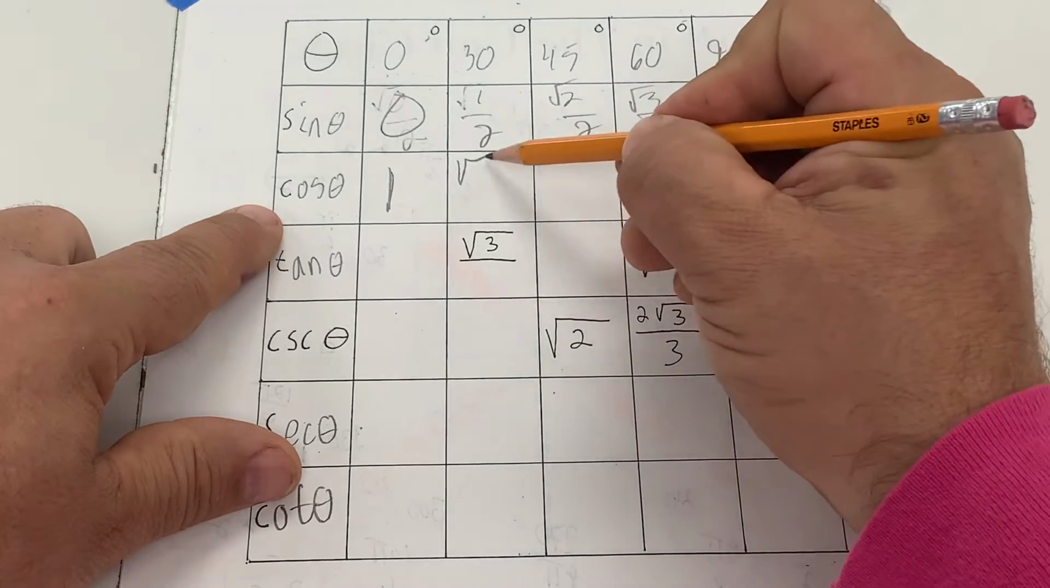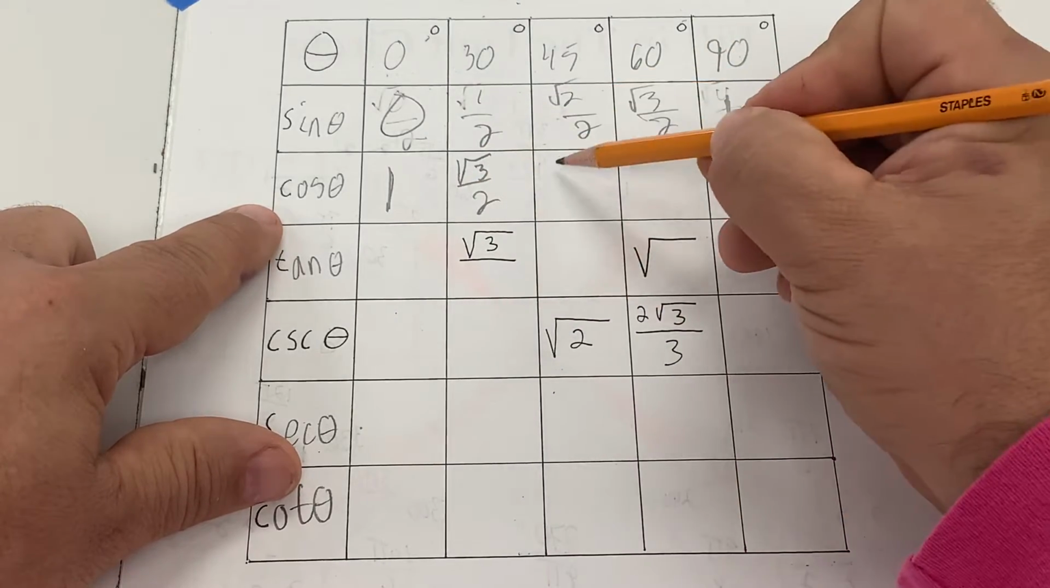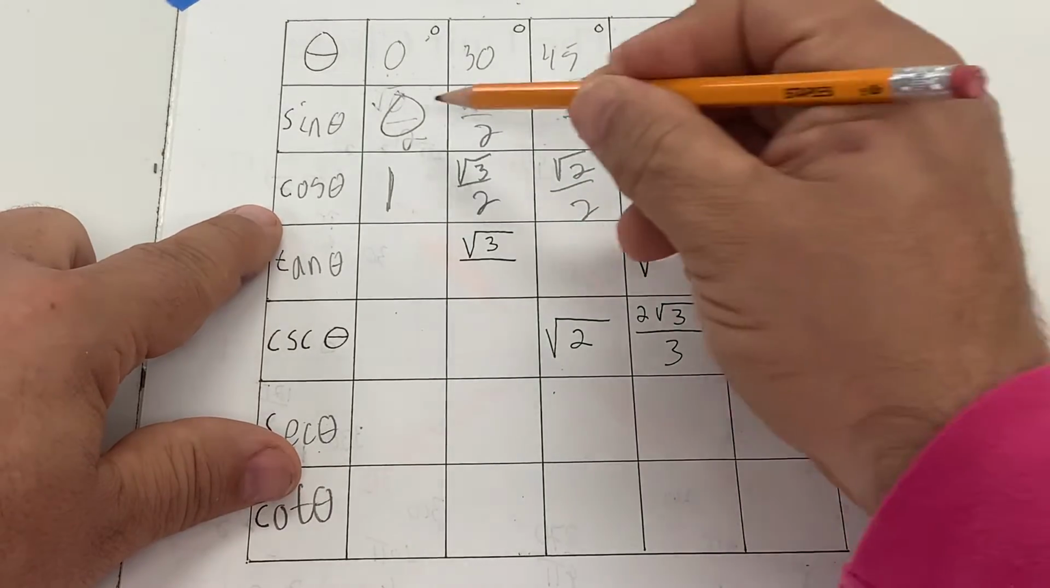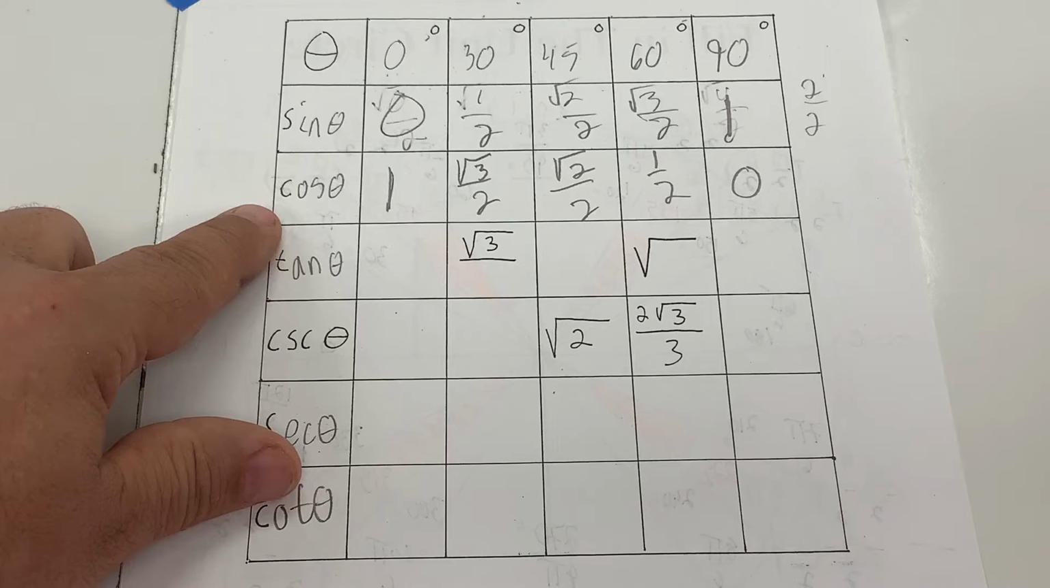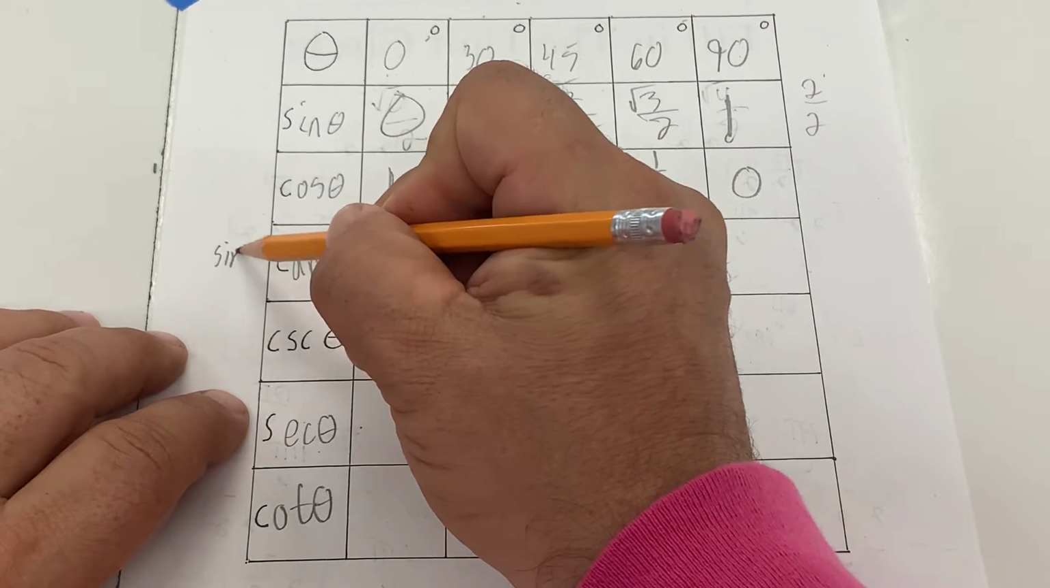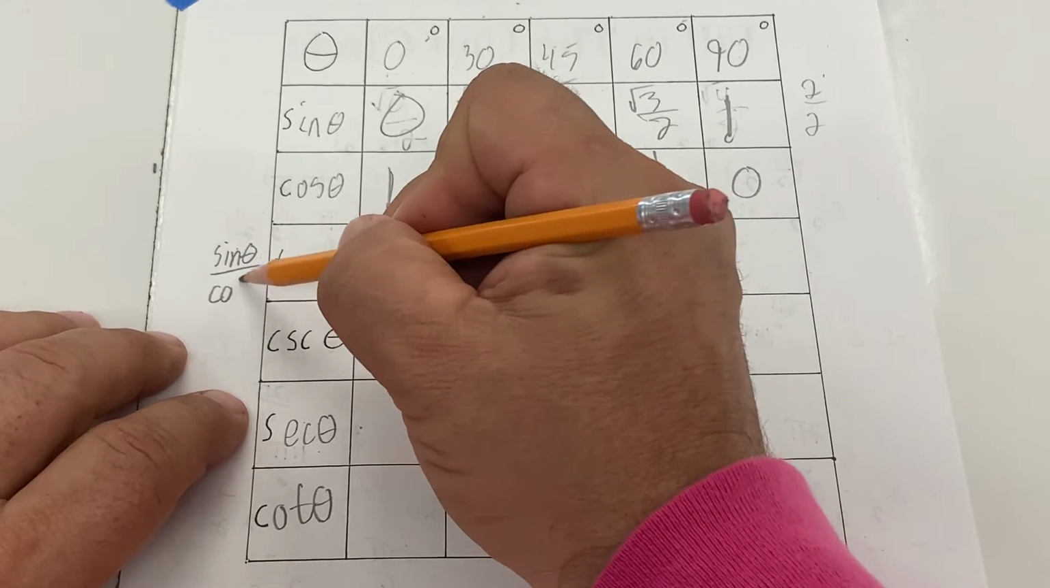Root 3 over 2 comes over here. Root 2 over 2 comes down. 1/2 slides over. 0 slides over here. Find the tangent. The tangent is the trig identity of sine theta divided by cosine theta.